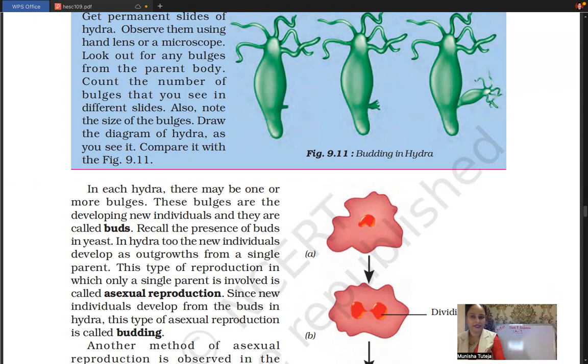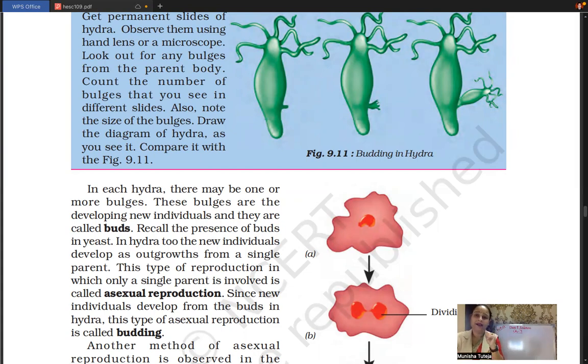Let us talk about the first example. First example is a hydra. Do you know what is a hydra? Hydra are very small organisms which live in the water. Okay, not really microscopic. They can be seen with the naked eye, but they're extremely small in size, right?